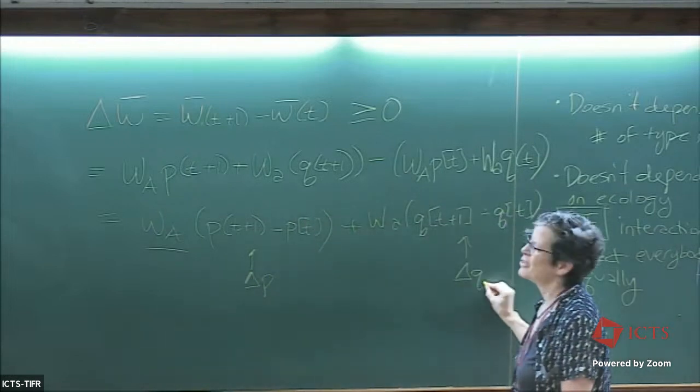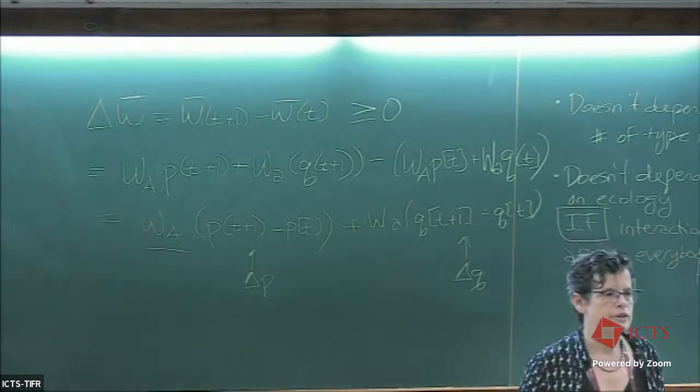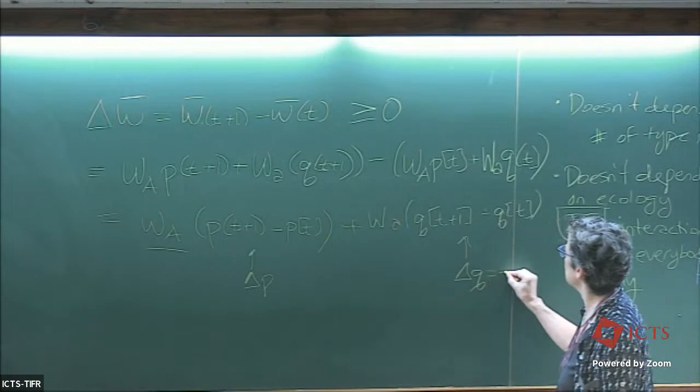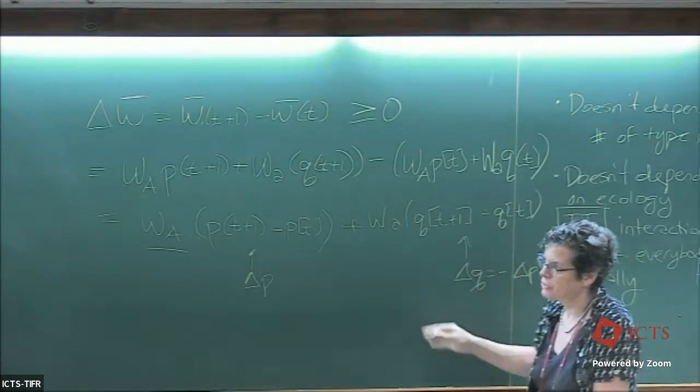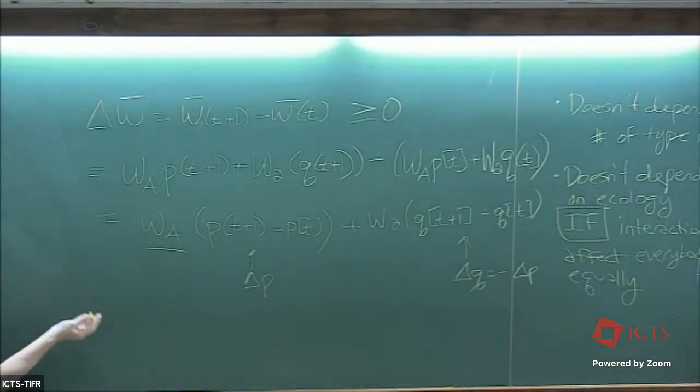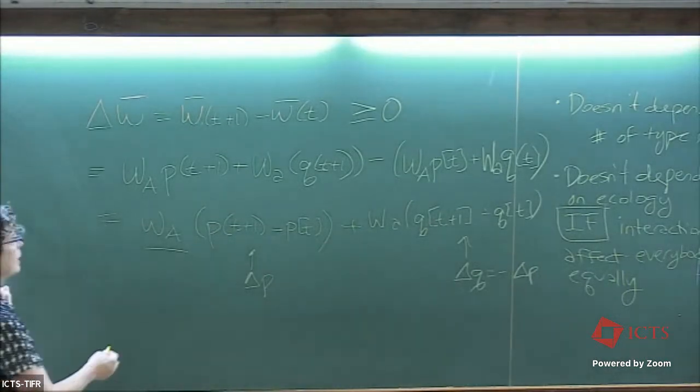And so here's my little trick that makes this proof a little faster. P and Q always sum to 1. So if P goes up by a certain amount, what will happen to Q? By how much? By the same amount, right? So delta Q has to be equal to minus delta P, because there's only two types that I'm modeling here, and I can use that relationship.